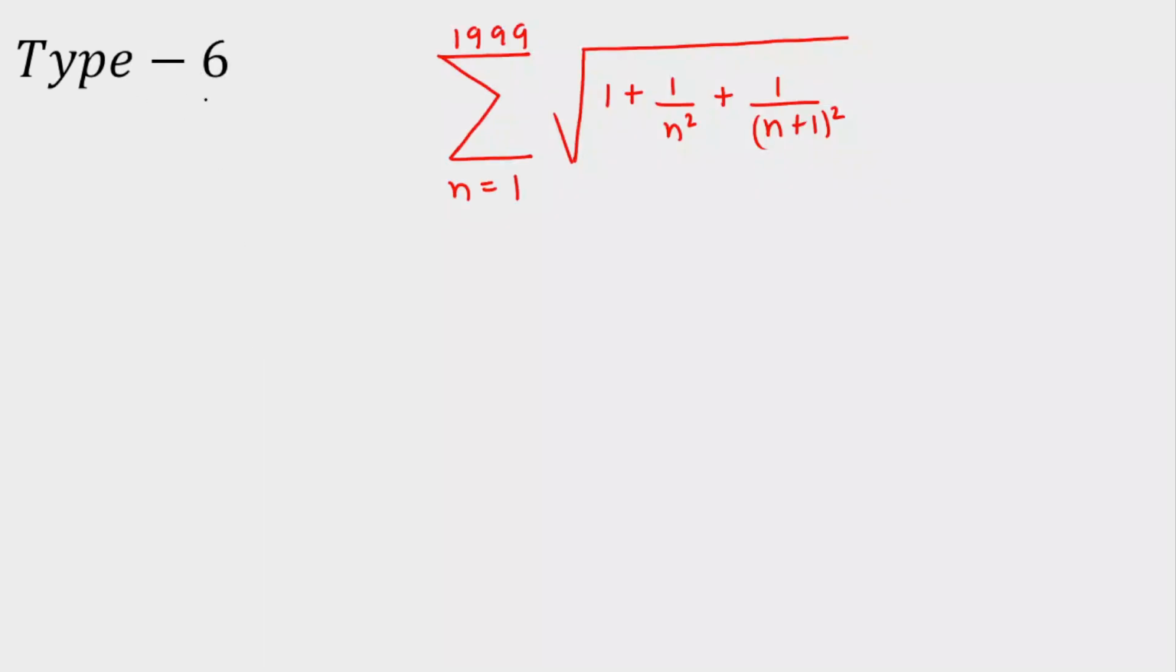Now let's start with type 6. So we have to solve this question. Summation n is varying from 1 to 1999, root over 1 plus 1 upon n square plus 1 upon n plus 1 whole square. So we'll start with t of n only. Our strategy will remain exactly same.